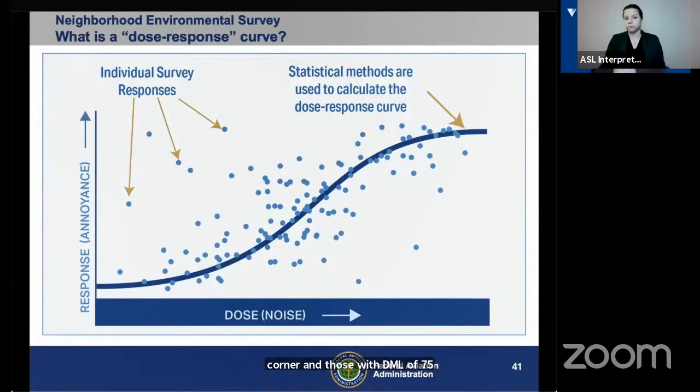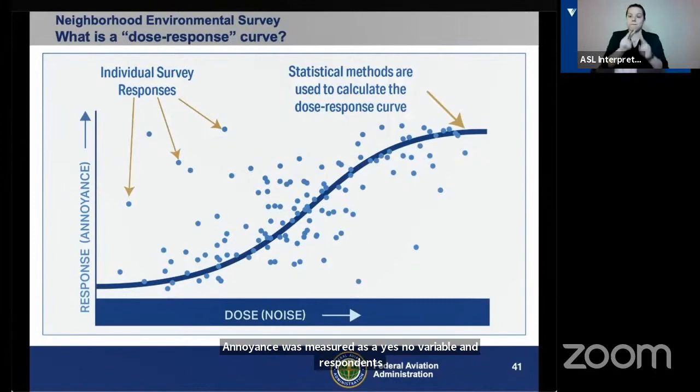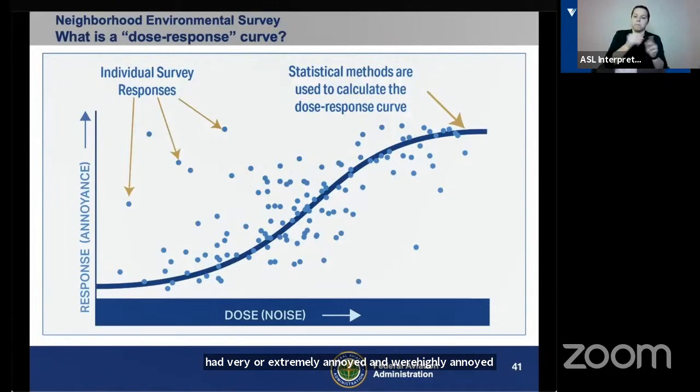For this study, annoyance is measured as a yes-no variable, whereby respondents reporting very or extremely annoyed were classified as being highly annoyed, or yes, and those who reported a lower annoyance were classified as being not highly annoyed, or no. The dose response curve is derived using a statistical method called logistic regression, which predicts the average annoyance at a given DNL value based on such binary yes-no data.